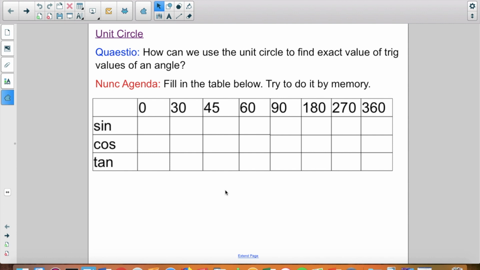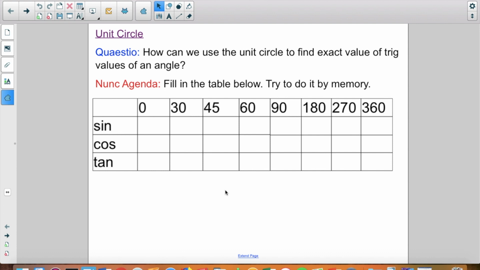So we are on the fifth lesson of our trig unit, and in this lesson we are going to be looking at the unit circle a little bit more. So first things first, we are going to fill out this table in the do now.